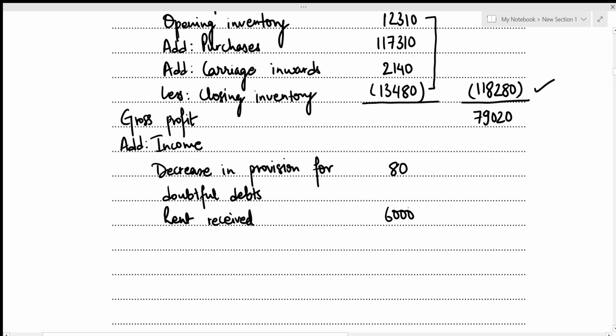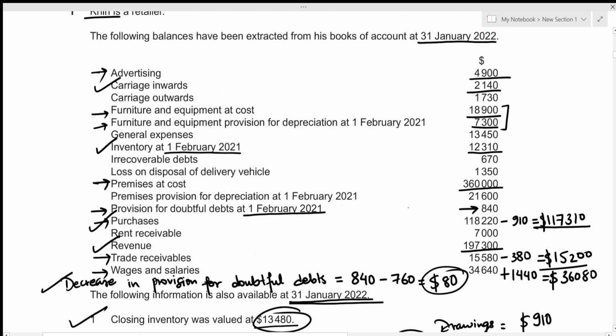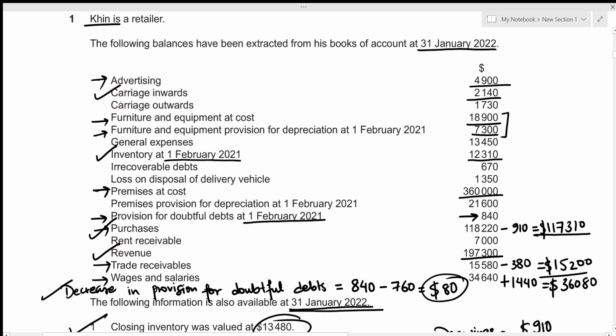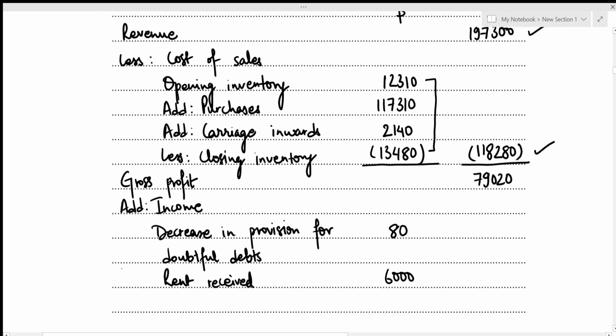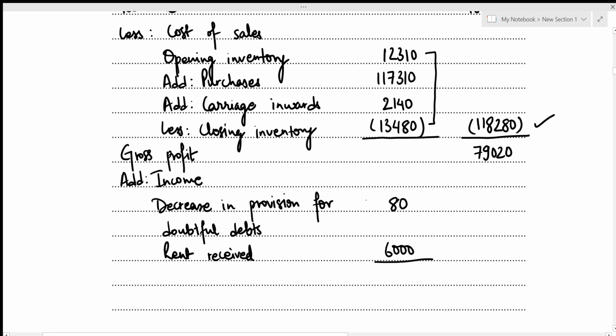So let's see if we have any other incomes. Okay, that concludes all of our incomes. Let's figure out the total for the incomes. That is just going to be the sum of these two values. So 80 plus 6,000, which results in the value of 6,080. Now we can move towards subtracting all of our overheads.